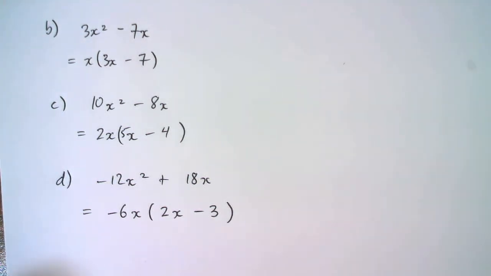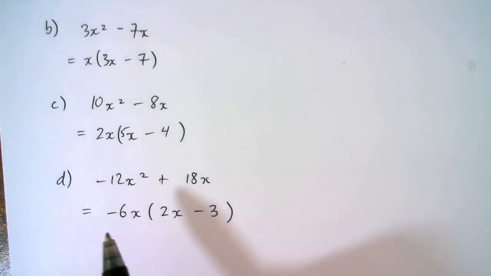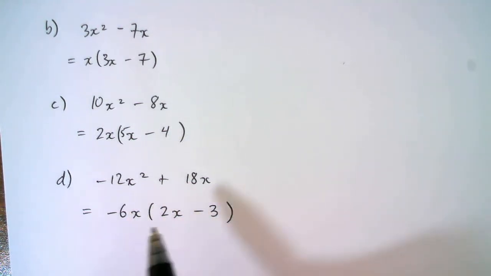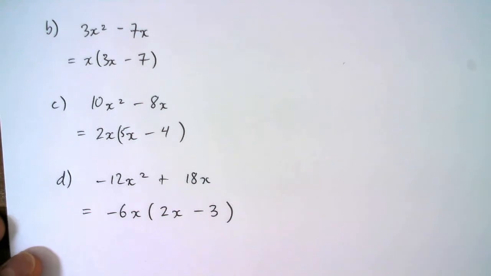So if we want to check our work, we can take the negative 6x, multiply it by the 2x. Negative 6 times positive 2 makes negative 12. X times x makes x squared. And we could do the same thing for this term.